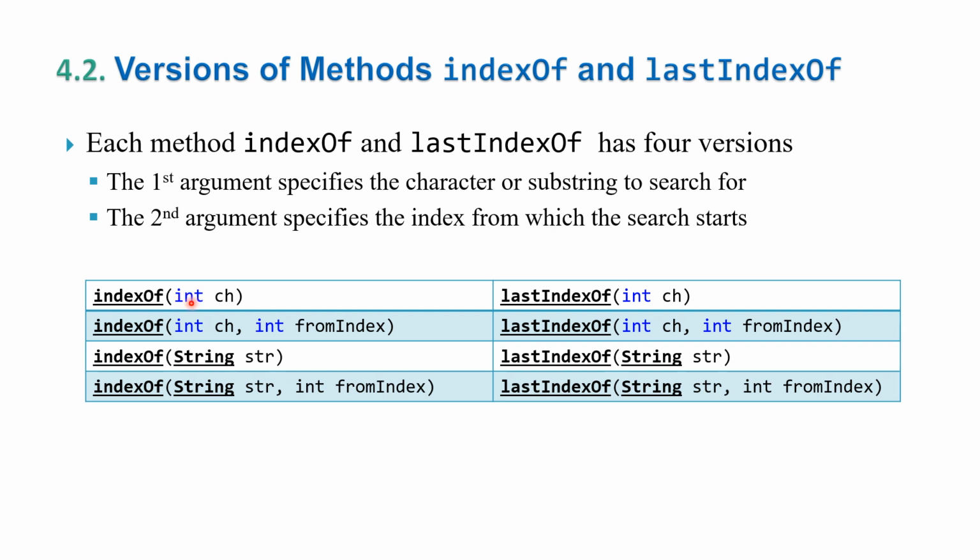Of course, you can pass an argument of type char, which can be converted into type int before it is passed to the method. The second argument in the 2-argument versions specifies the index from which the search starts.